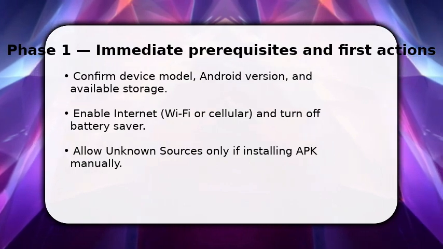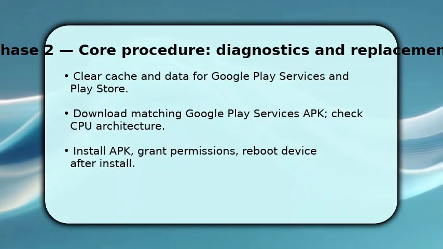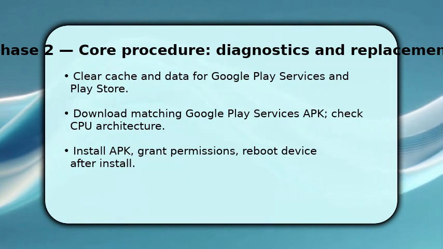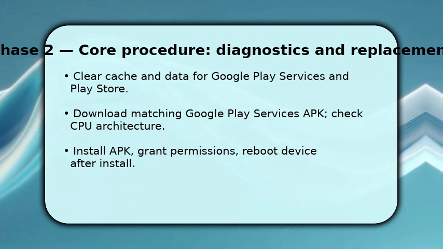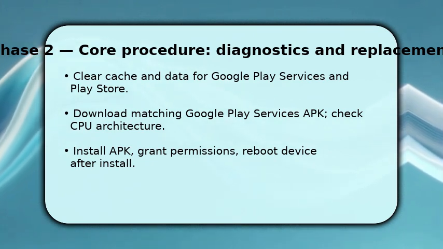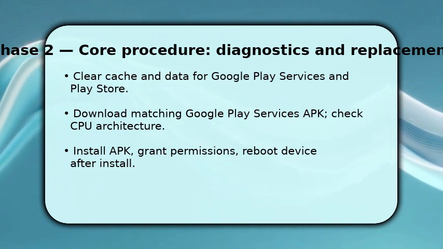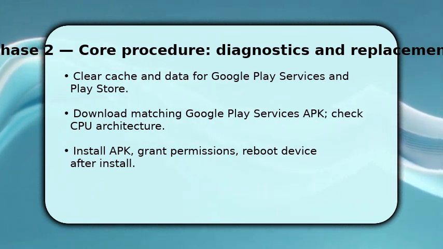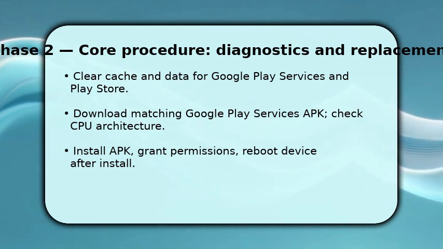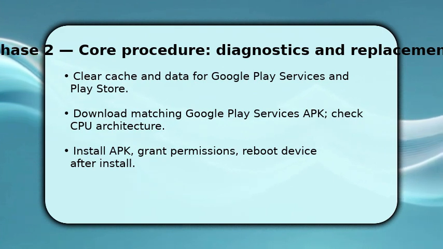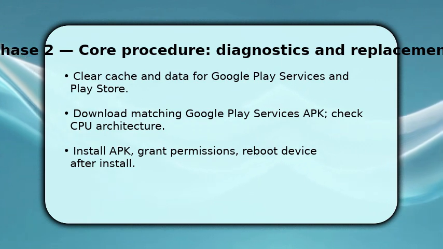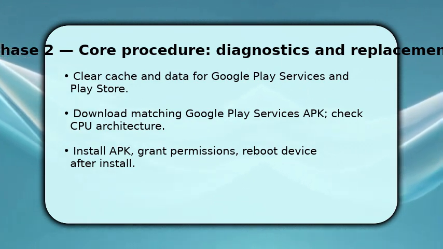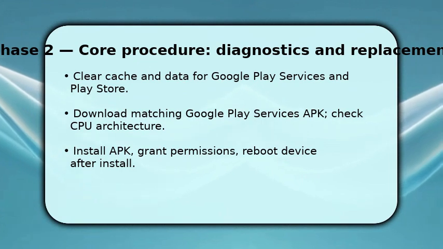You clear cache and data for both Google Play Services and the Play Store first, because stale data often blocks updates. Next, find the APK that matches your Android version and CPU architecture, ARM64, ARMv7, or x86, and download it. Install the APK, accept runtime permissions when prompted, and then immediately reboot the device so services register correctly. After reboot, open Play Store and allow it a few minutes to synchronize accounts and restore background processing.